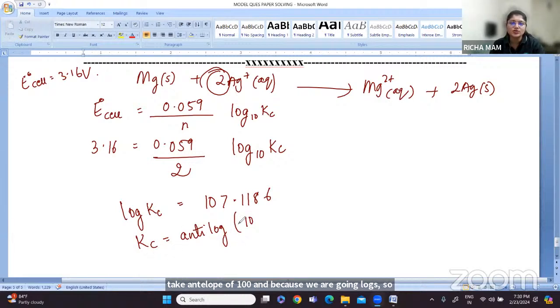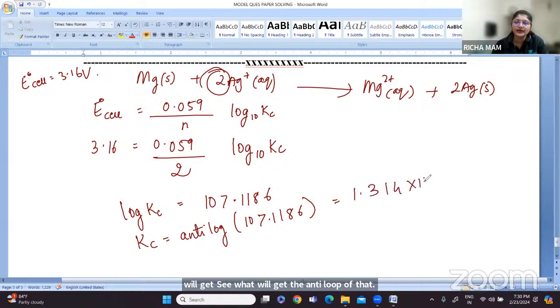So Kc is equal to anti-log of 107.1186. What will you get as the anti-log of that? You should get 1.314 into 10 raised to 107. So this is the equilibrium constant for the particular cell reaction. Are you getting the same?